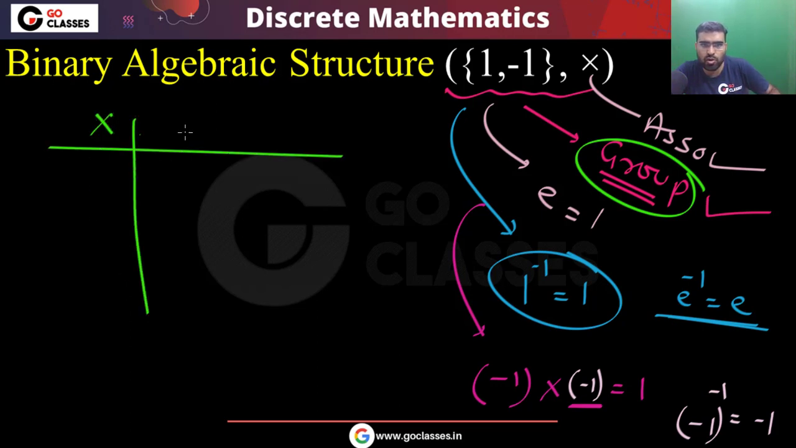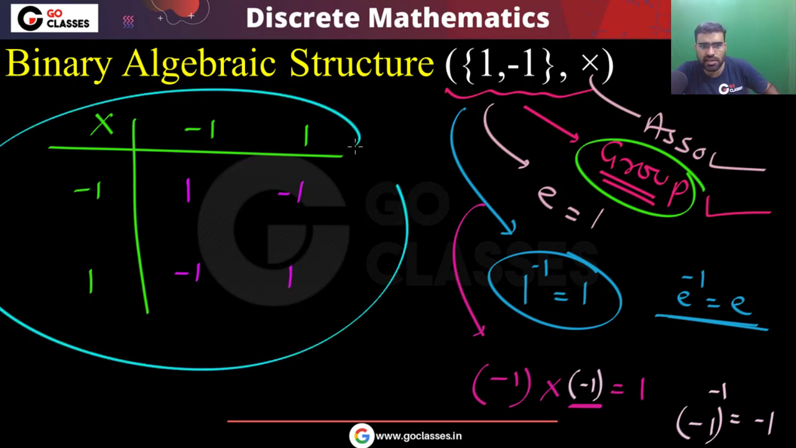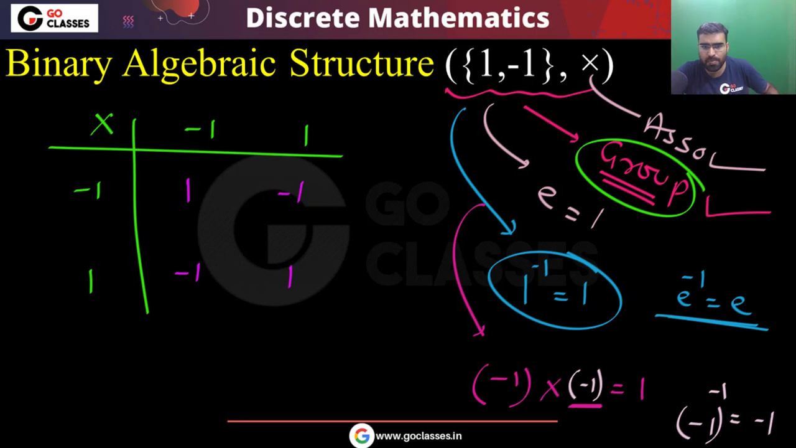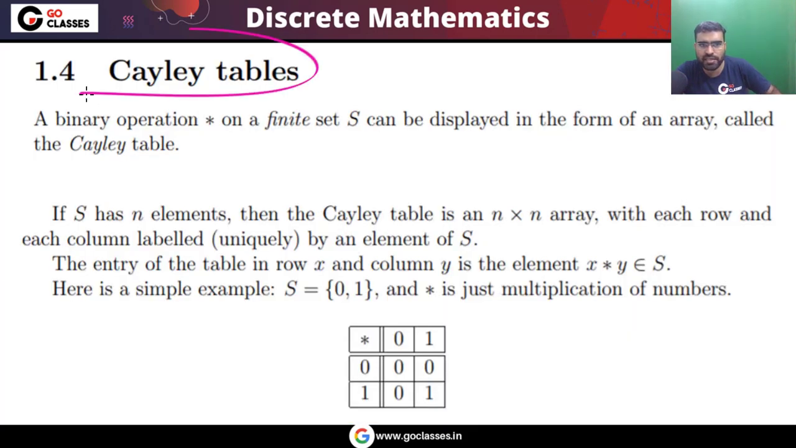So this is your multiplication. These are the elements that you have, minus 1, 1. Now you can simply say minus 1 multiplied by minus 1 will be 1. Minus 1 multiplied by 1 will be minus 1. 1 multiplied by minus 1 will be minus 1. 1 multiplied by 1 will be 1. So you can see this is the Cayley table for this binary structure. I hope you understood the concept of Cayley table.